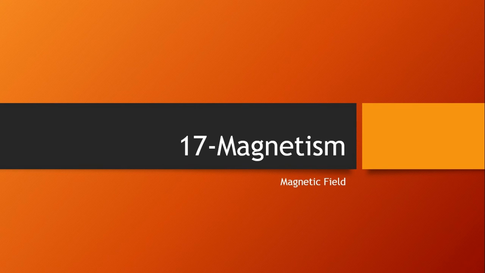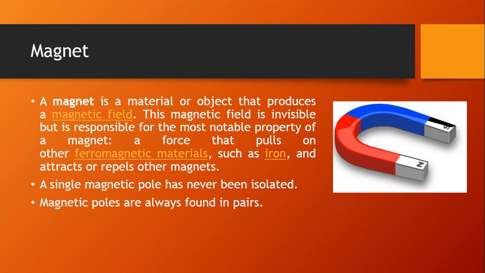Magnetic field. Magnet. A magnet is a material or object that produces a magnetic field. This magnetic field is invisible but is responsible for the most notable property of a magnet, a force that pulls on other ferromagnetic materials such as iron and attracts or repels other magnets. A single magnet pole has never been isolated. Magnetic poles are always found in pairs.